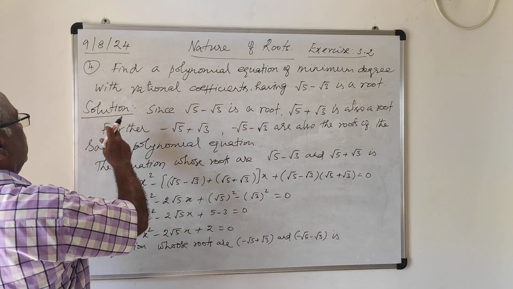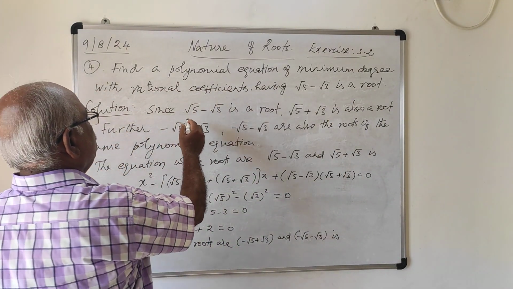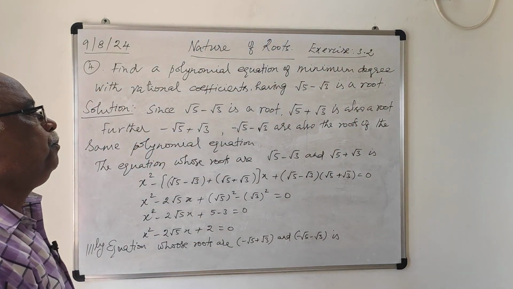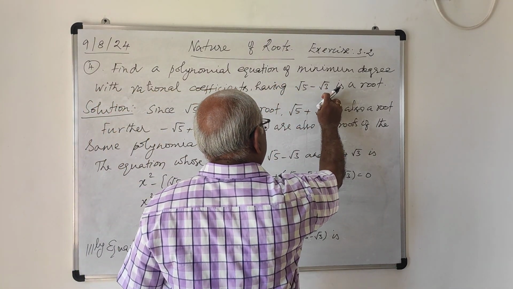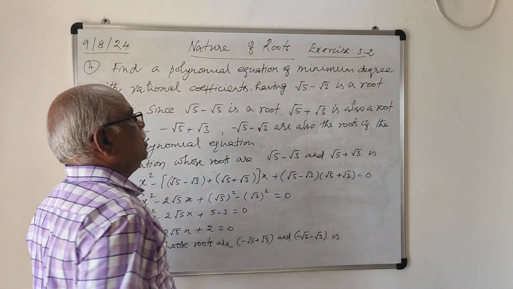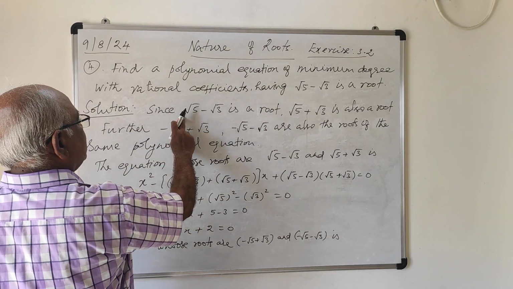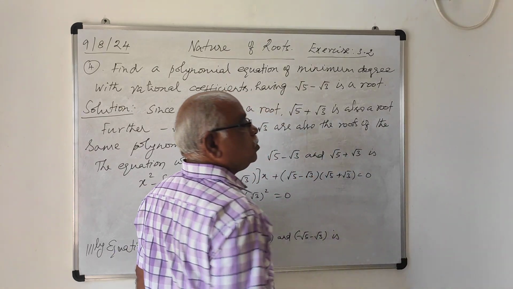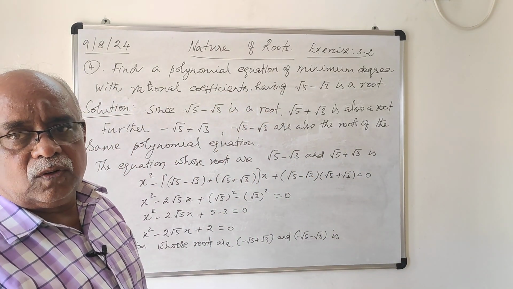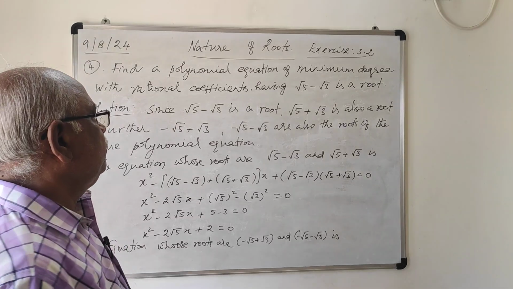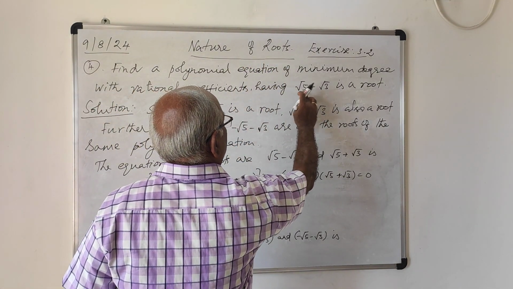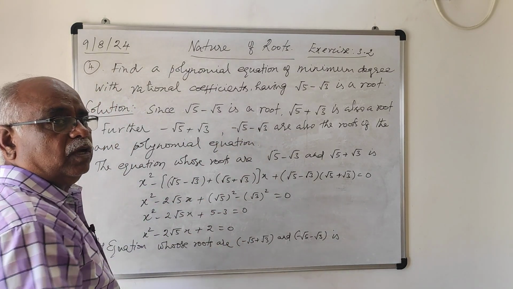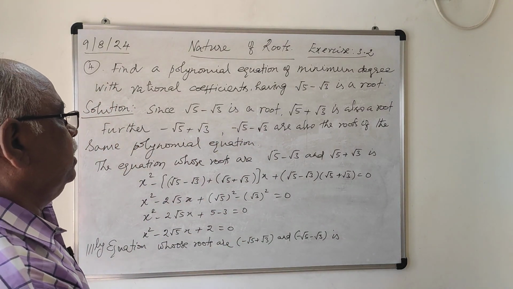We know by our previous note that since root 5 minus root 3 is a root, root 5 plus root 3 is also a root of the equation. Since root 5 minus root 3 is one root, therefore root 5 plus root 3 is also another root. Further, minus root 5 plus root 3 and minus root 5 minus root 3 are also roots of the same equation, because irrational roots come as four roots, you know. From the previous note we know root 5 plus root 3, root 5 minus root 3, minus root 5 plus root 3 and minus root 5 minus root 3 are the four roots of the given polynomial equation.